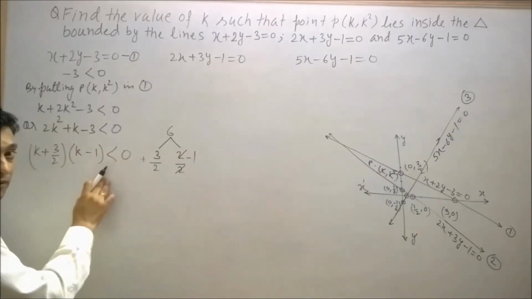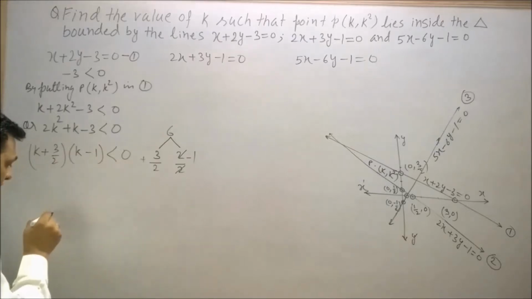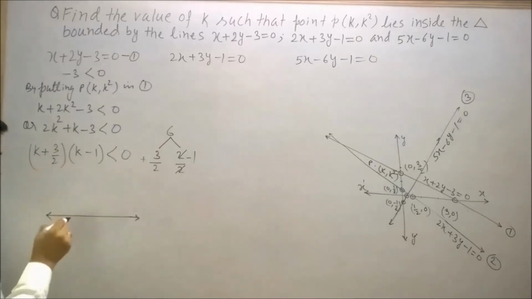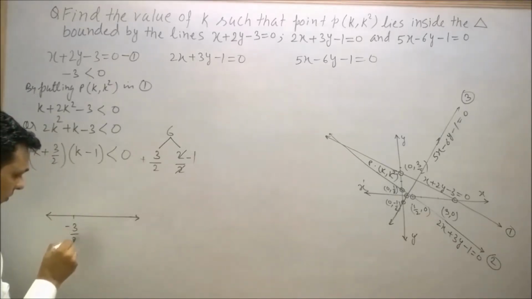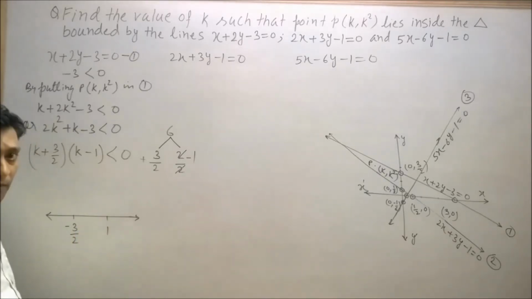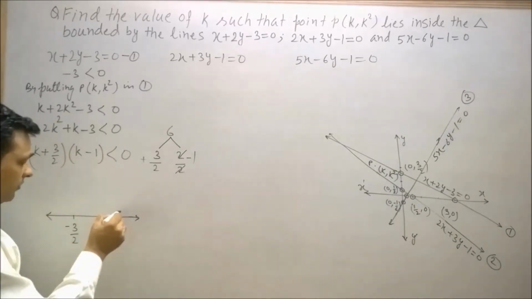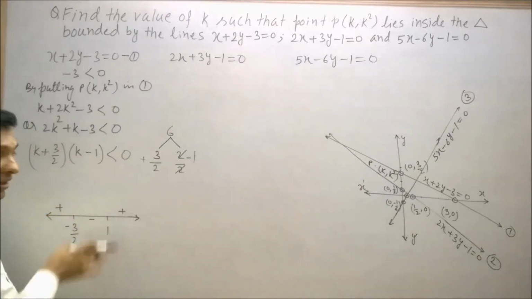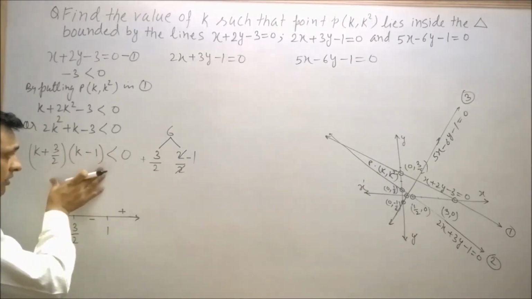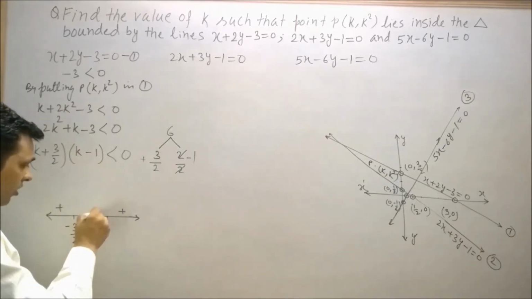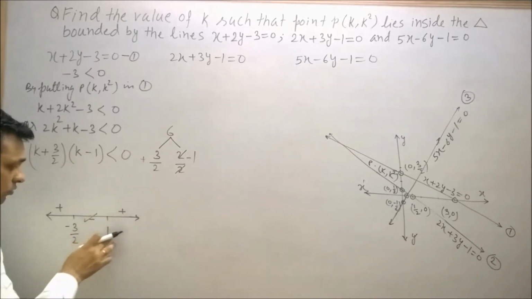Now represent this inequality on number line as, let's say this is minus 3 upon 2. This is 1. Now by using wavy method, we can find the solution set of this inequality easily. This part will be positive, this will be negative, and this will be positive. But here our requirement is the left hand side of this inequality must be lesser than 0. It means this is our required interval, minus 3 by 2 to 1.